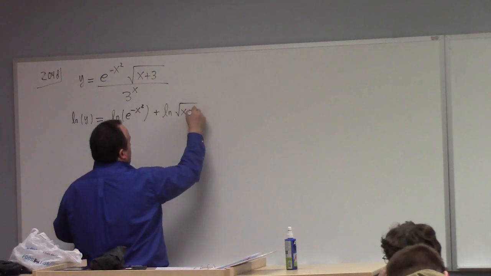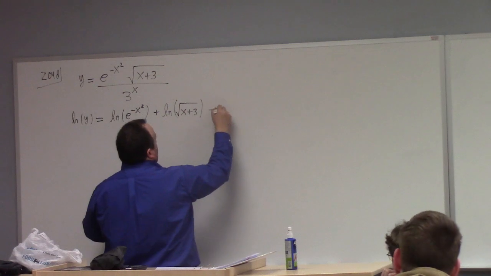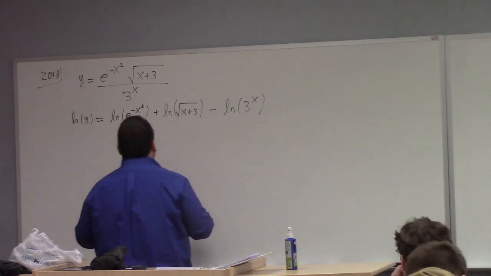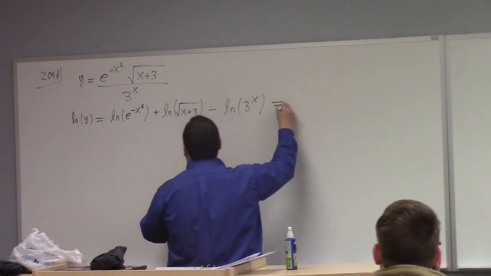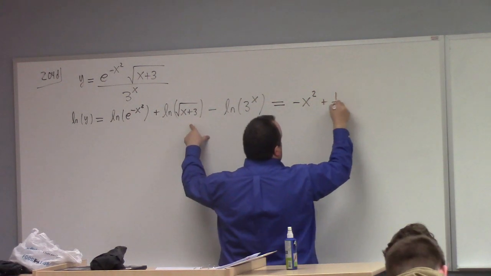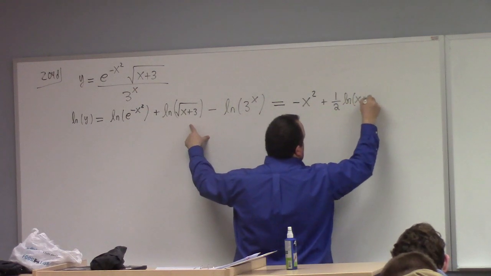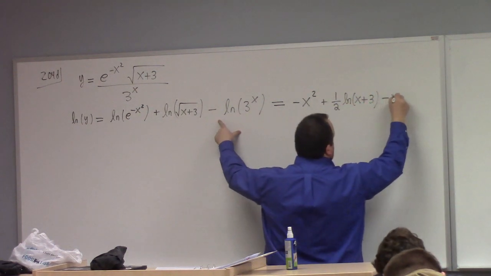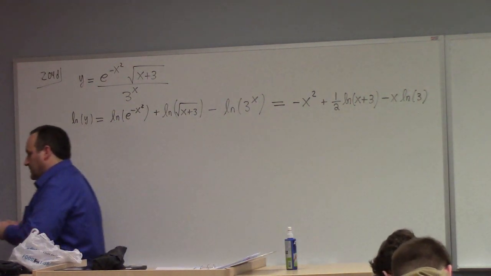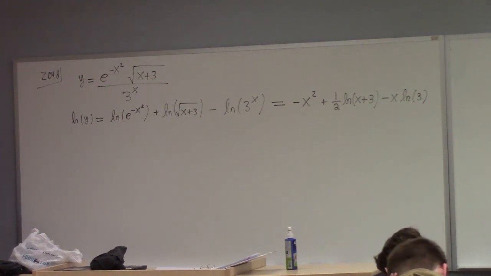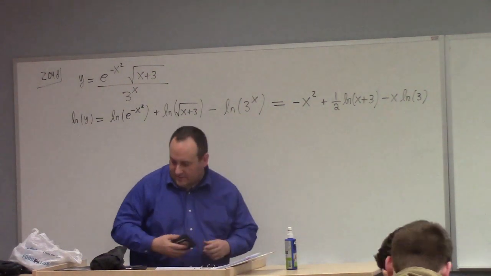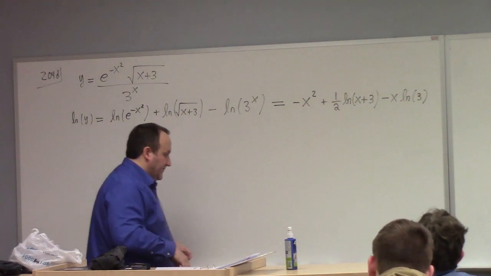I'm not going to use my Uber lemma that we had the other day. And again, it's totally fine if you can immediately go to what I'm about to write, which is minus x squared plus 1/2 natural log of x plus 3 minus x log 3. So that's the point. The whole point of the logarithmic differentiation idea is to convert a product and a quotient to a sum and a difference, because it's way, way easier to differentiate sums and differences than it is to differentiate quotients and products.